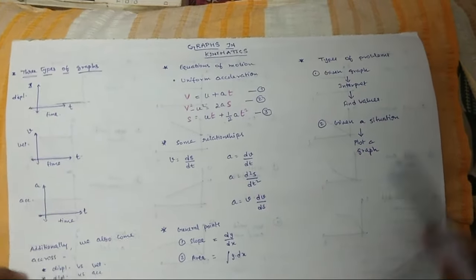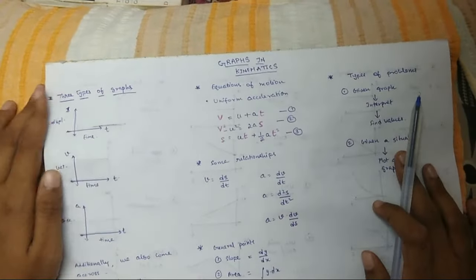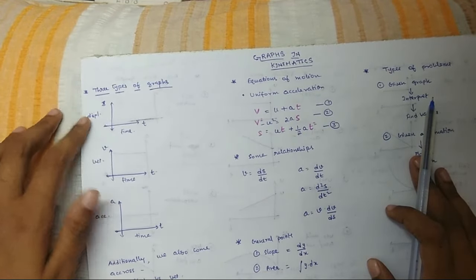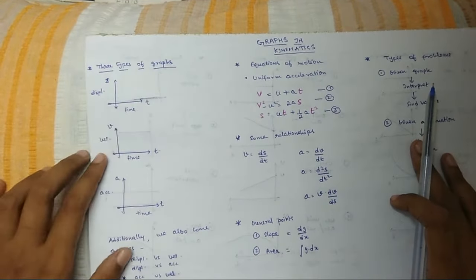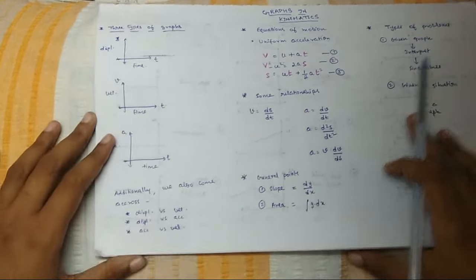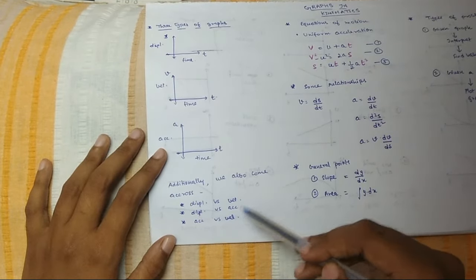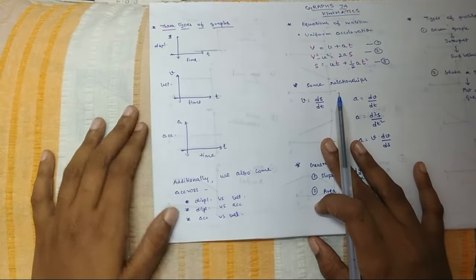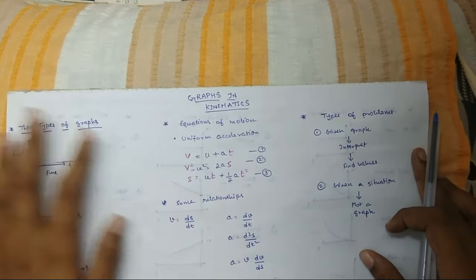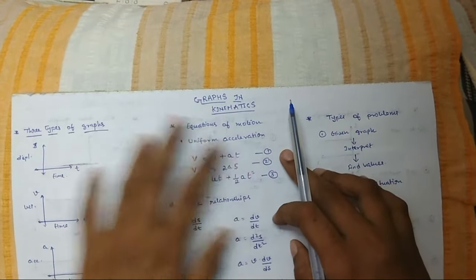Hi, today's topic is graphs in kinematics. So generally there are three types of graphs which we'll encounter. They are displacement versus time graph, velocity versus time, and acceleration versus time graph. Additionally, we'll also come across displacement versus velocity, displacement versus acceleration, and acceleration versus velocity graphs. In kinematics, mostly we'll be solving these graphs, relating them to the equations of motion.